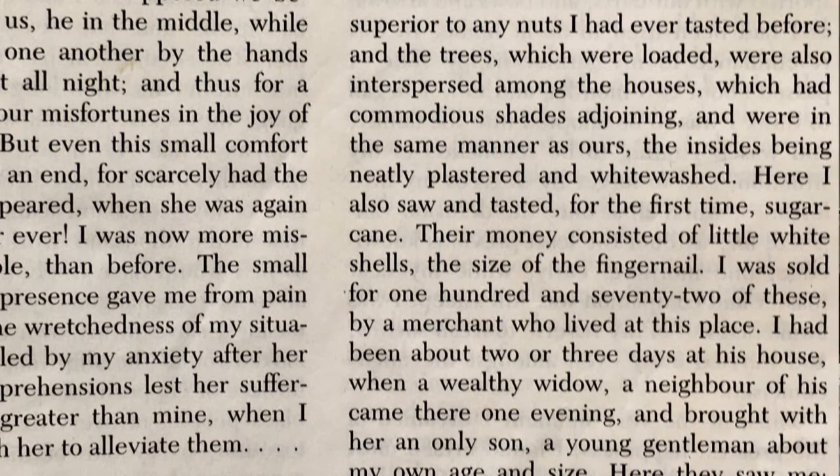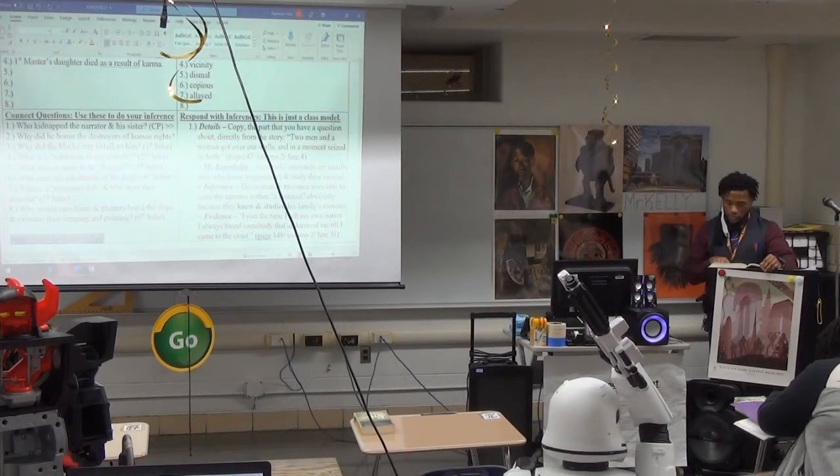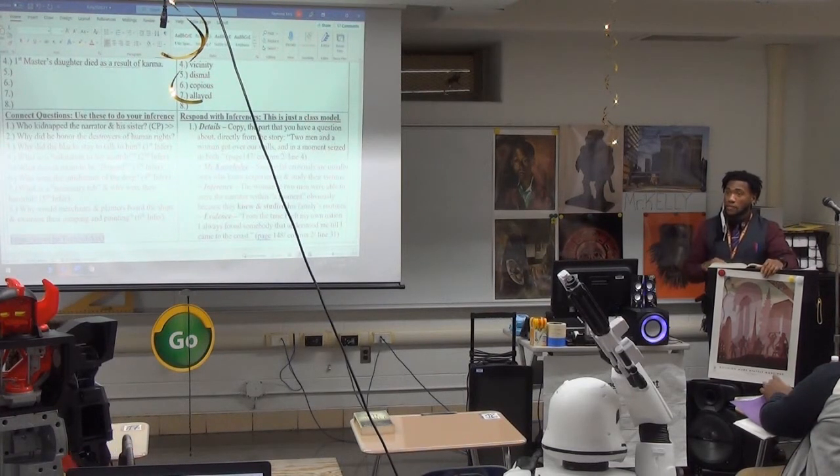Their money consisted of little white shells in that picture above, the size of a fingernail. That's the money? Yes. They don't have dollars back then, and they're not in America either. He's in Tinma, in Africa. How can they tell which one is $5? It's a good question. Probably the different sizes, or the different color textures on it.